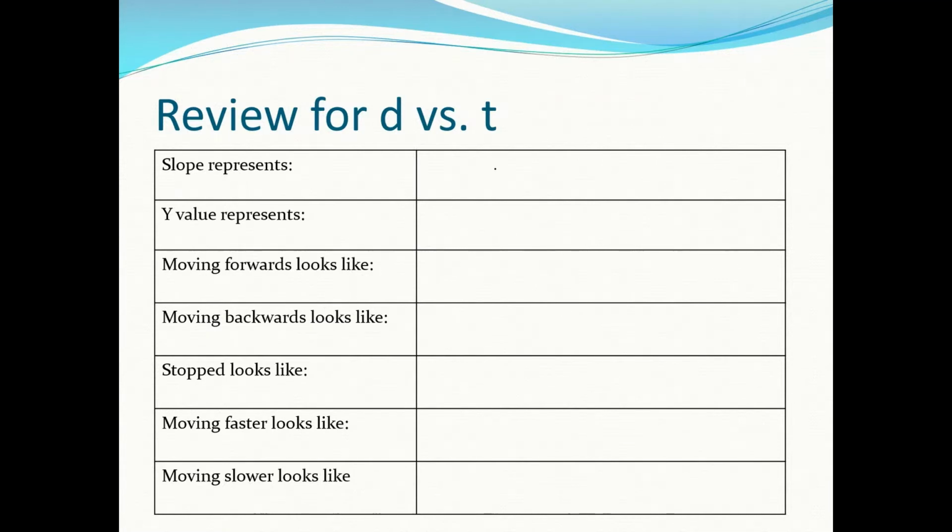So for a D versus T graph, slope represents speed. Y value represents your distance. Of course, it's velocity or displacement too, but I just don't want to write all that out. Moving forward is a positive slope, because slope is speed. Moving backwards is a negative slope, negative speed, negative slope. And stopped is a flat line.